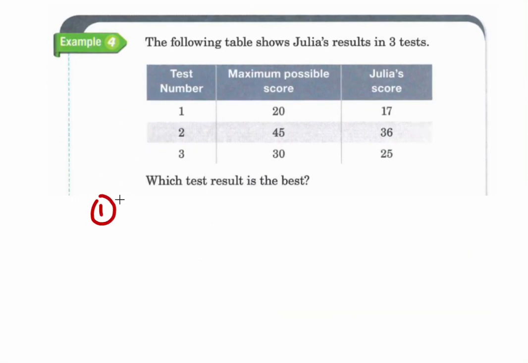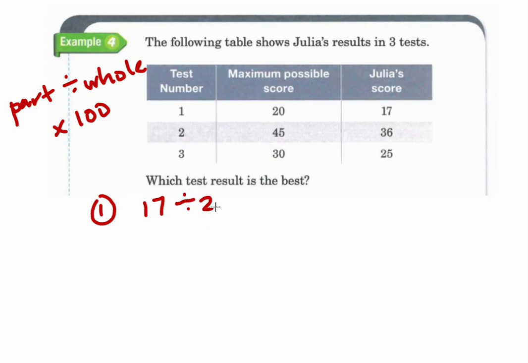Test 1, she got 17. So remember, we're taking the part divided by the whole, and then take that answer and multiply by 100. So she got a 17 out of the 20 possible points, 17 out of 20. So we need to take that part, divide it by the whole, and multiply by 100 to get that percent.